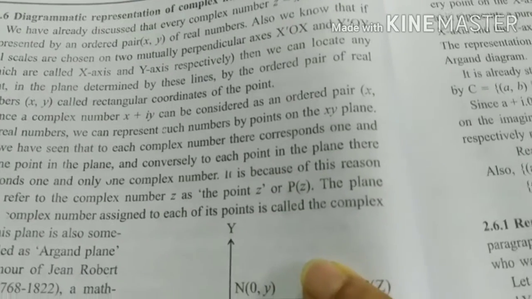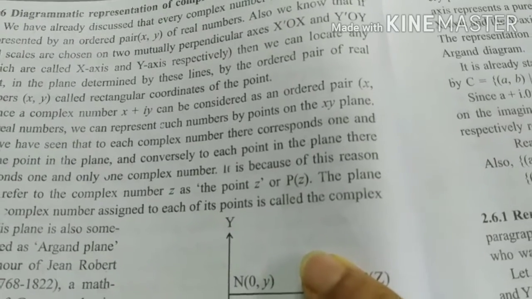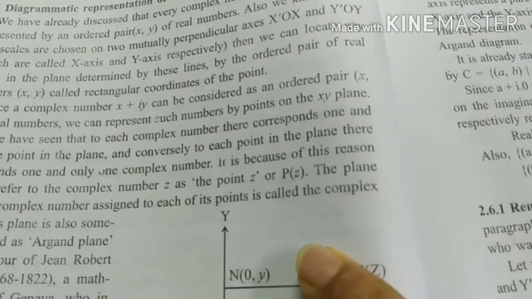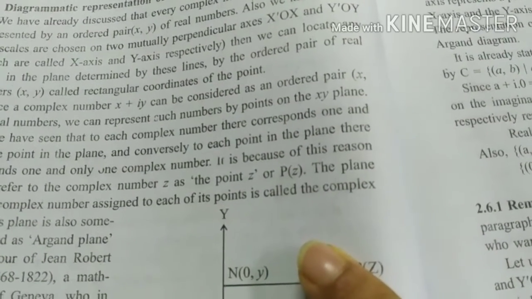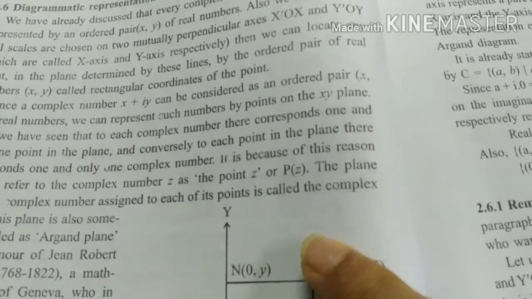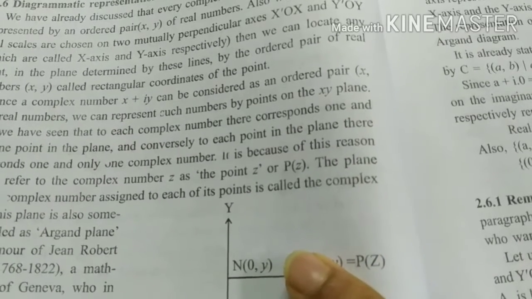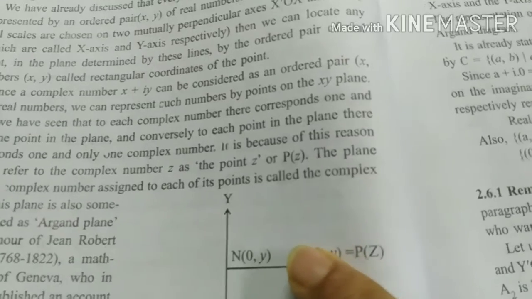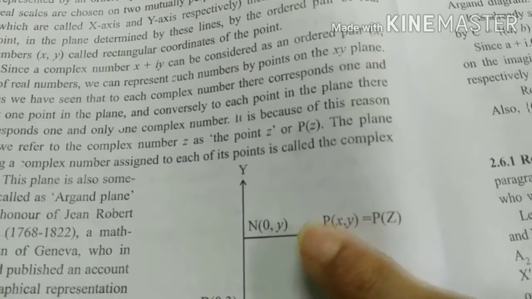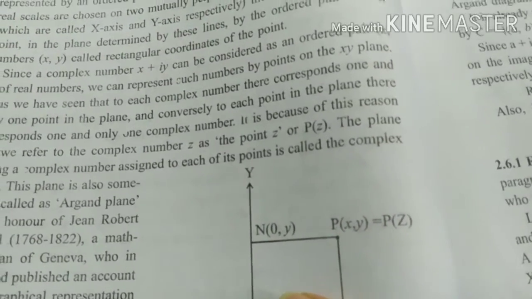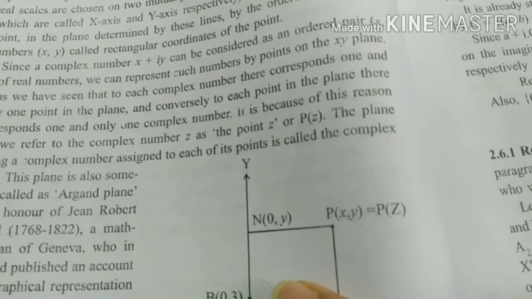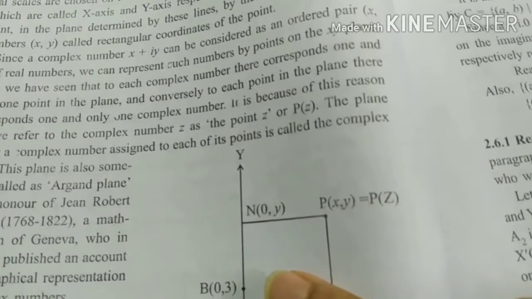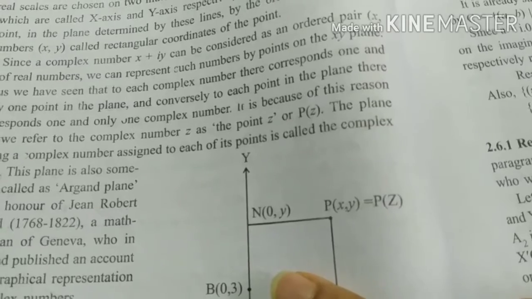It is because of this reason that we refer to complex number z as the point z or P(z). The plane having a complex number assigned to each of its points is called the complex plane. This plane is also sometimes called the Argand plane in honor of Jean Robert Argand.